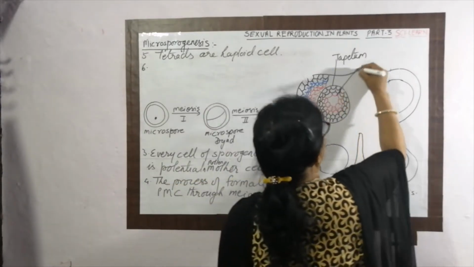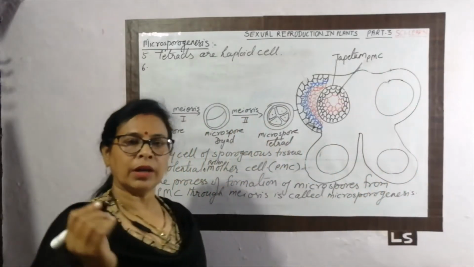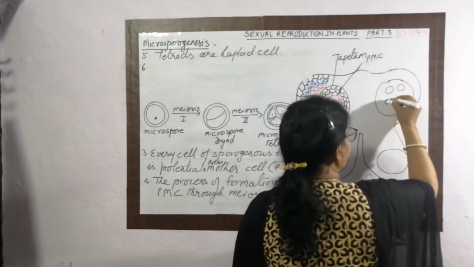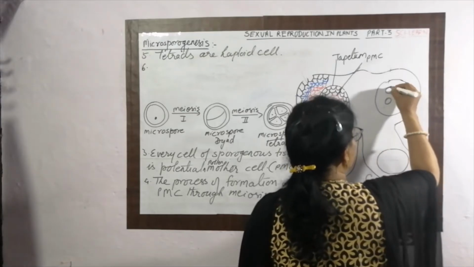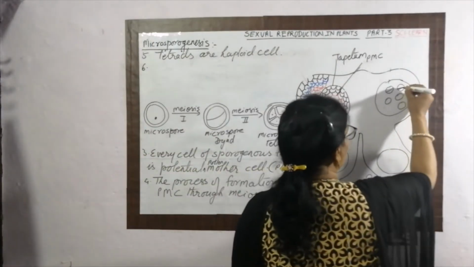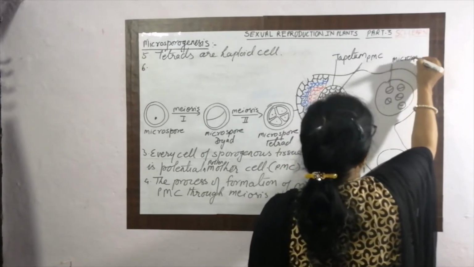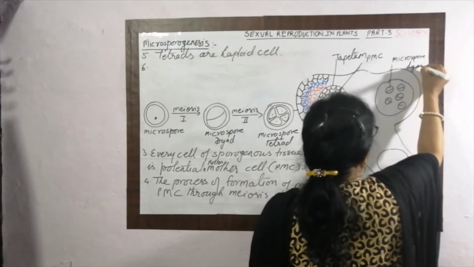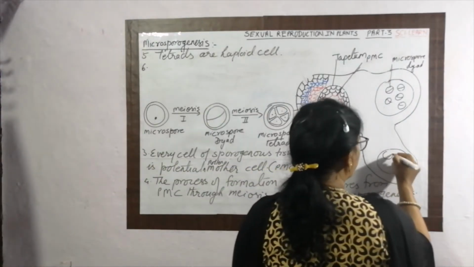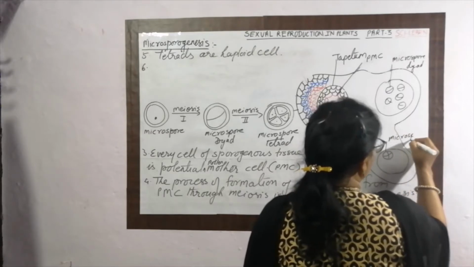This is the potential microspore mother cell. PMC or MMC, the microspore mother cell, gets separated like this, and in each cell meiosis 1 is going on, due to which the dyad is formed. This is the microspore dyad. Then meiosis is completed in the step called meiosis 2. Because of that, the tetrads are formed. This is called the microspore tetrad.